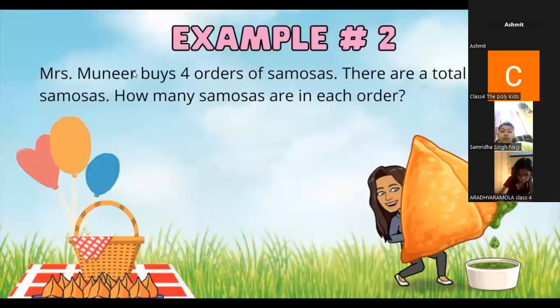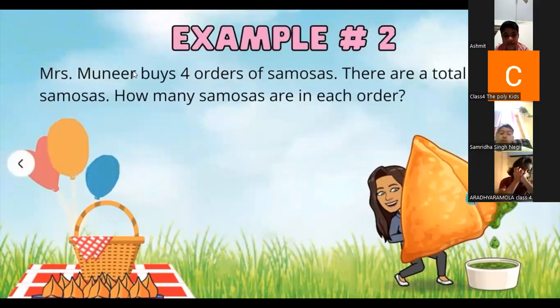Example number 2. Mrs. Munir buys 4 orders of samosas. There are a total of 20 samosas. How many samosas are in each order? A samosa is a pastry that's filled with potatoes and peas. Some people also add chicken and a whole bunch of other stuff. But in this case, she's having the potato samosa.